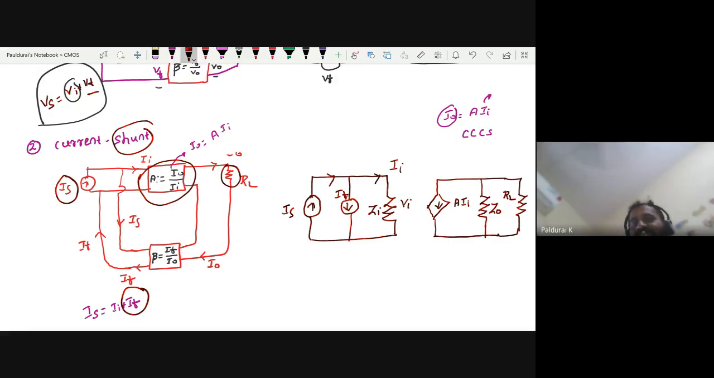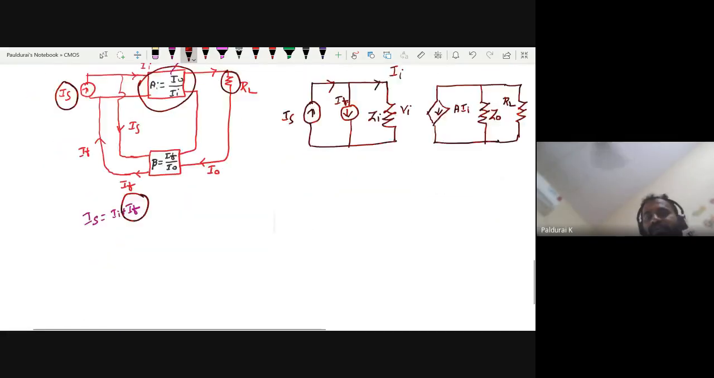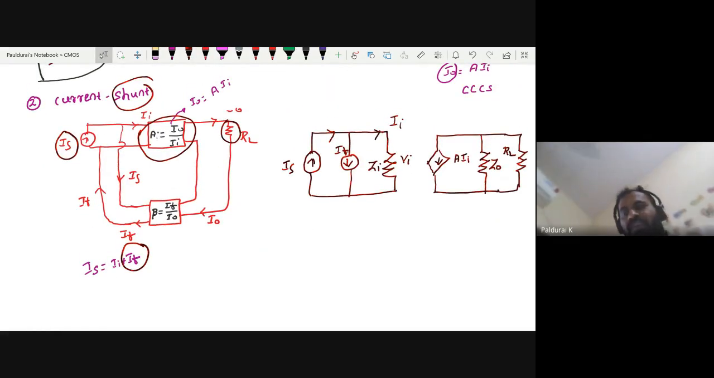Any difficulty? Can you go for voltage shunt? Now take this. Thevenin and Norton equivalent we are drawing. Okay. This is also again not the original diagram. Just we are sketching it as a model.